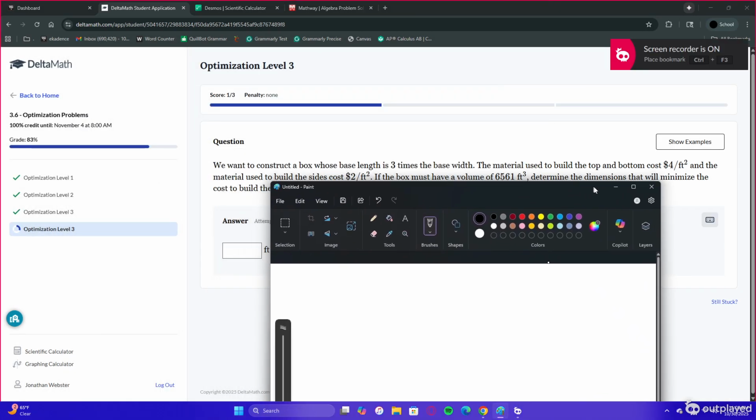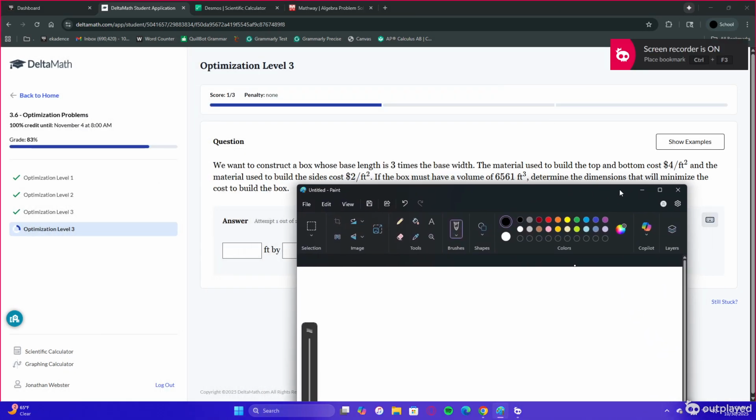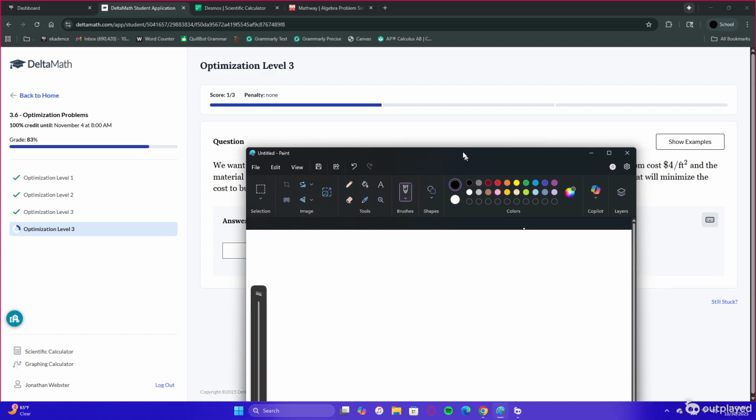Okay, so now we're given a question where we have to construct a box with base length that is 3 times base width, and we're given material. To build the top and bottom, it costs $4 per feet squared, and to build the sides, it costs $2 per feet squared. And this box must have a volume of 6,561 feet cubed. And we must determine the dimensions that will minimize the cost to build the box.